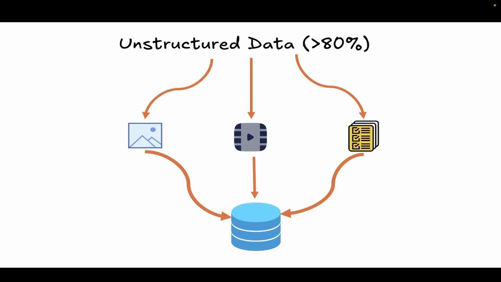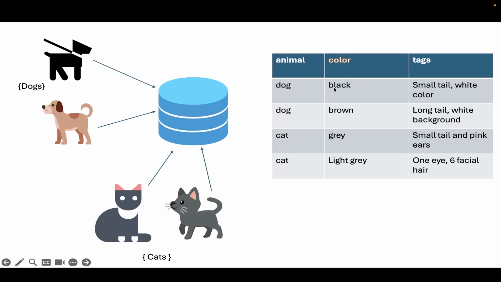Whenever we store this unstructured data in our databases like blob storage or S3 buckets, we also store other information. For example, in this case, suppose we want to store these pictures. We could store them directly in our blob storage, but against those images, we also store information like animal, color and tags, and we call them metadata.